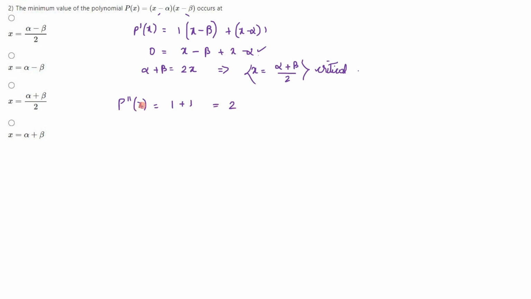Regardless of whatever value of x, we'll have 2, that is p double dash of (alpha plus beta) divided by 2 is equal to 2, that is greater than 0. This implies that alpha plus beta divided by 2 is a local minimum. Okay, so what are they asking? The minimum value of the polynomial function, that is nothing but alpha plus beta divided by 2.